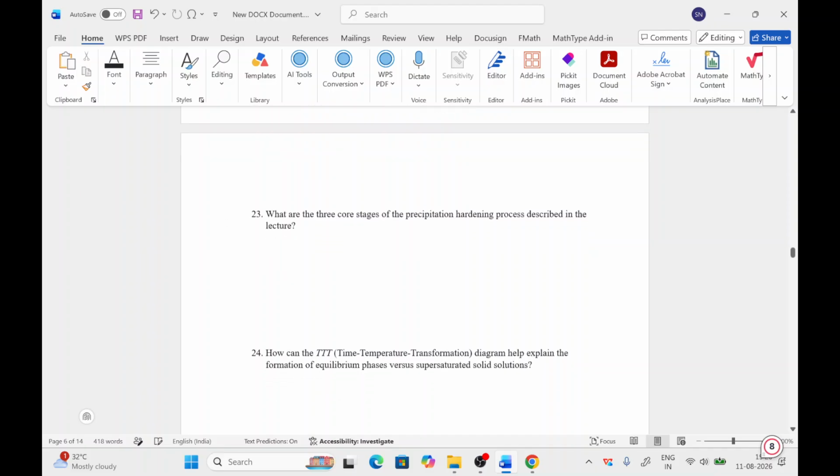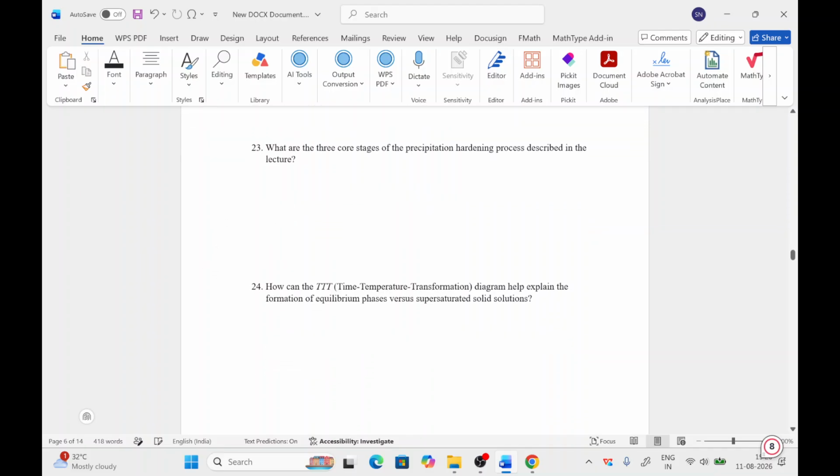Next question is, what are the three core stages of the precipitation hardening process described in the lecture? So first is solutionizing, second is quenching, and third is aging. Aging is when we keep the material at some temperature or at room temperature. First, second, and third. So there are three. These are the three stages of the precipitation hardening process.